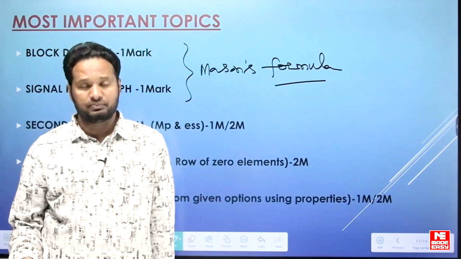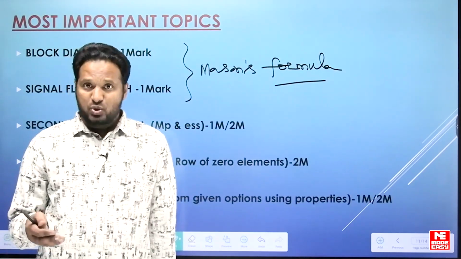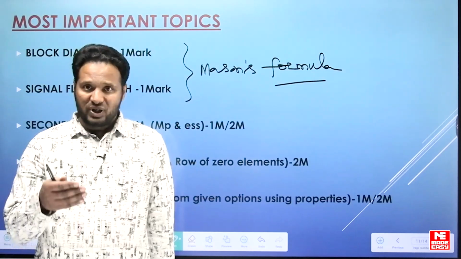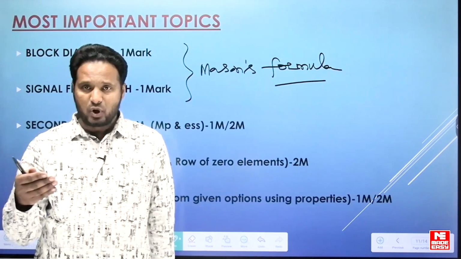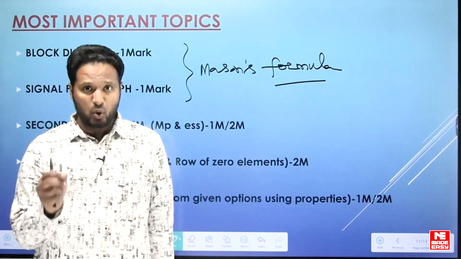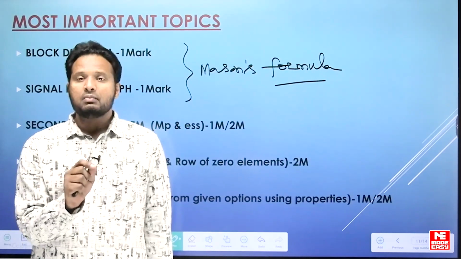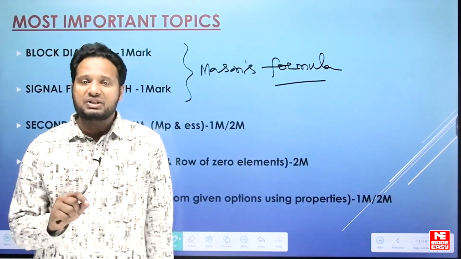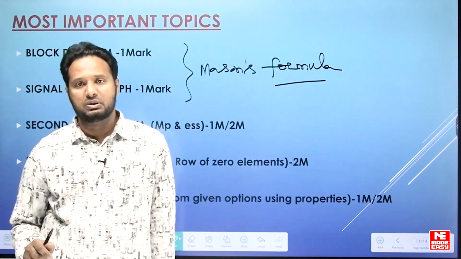This will waste your time. So what should we be doing, sir? Whenever you are given a question where you have to obtain either a root locus plot or a polar, Nyquist or Bode plot, you make use of the options given and start eliminating from the options.